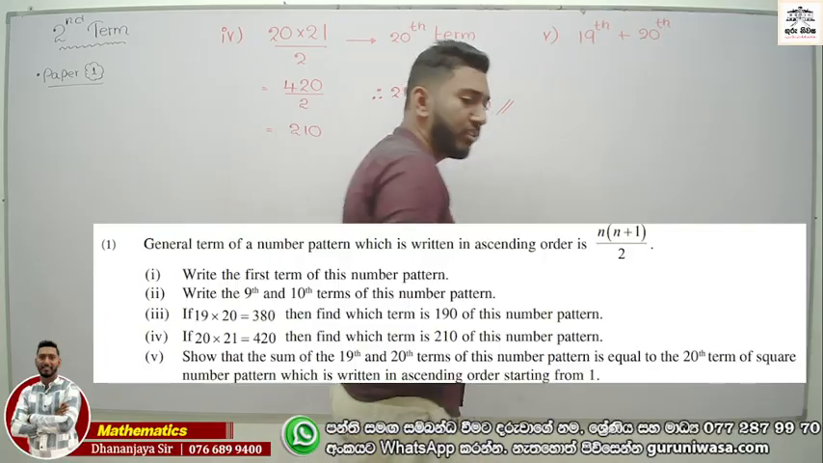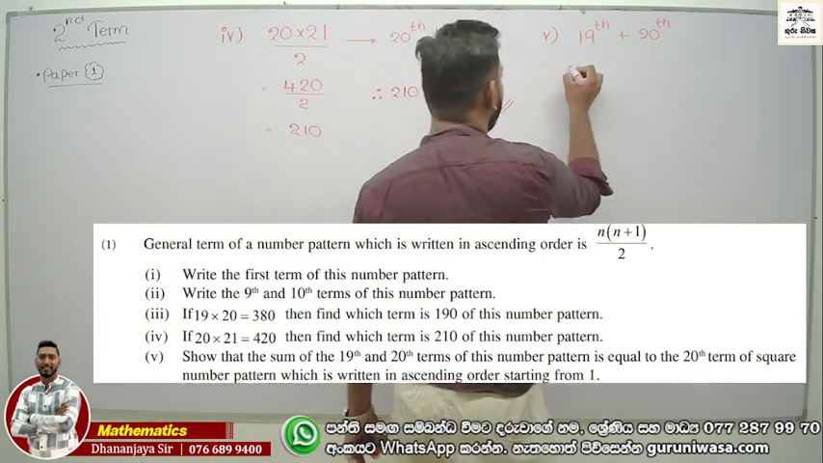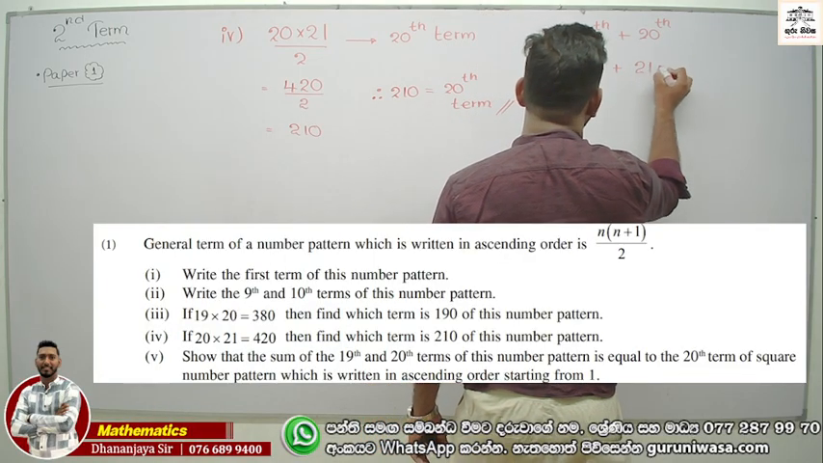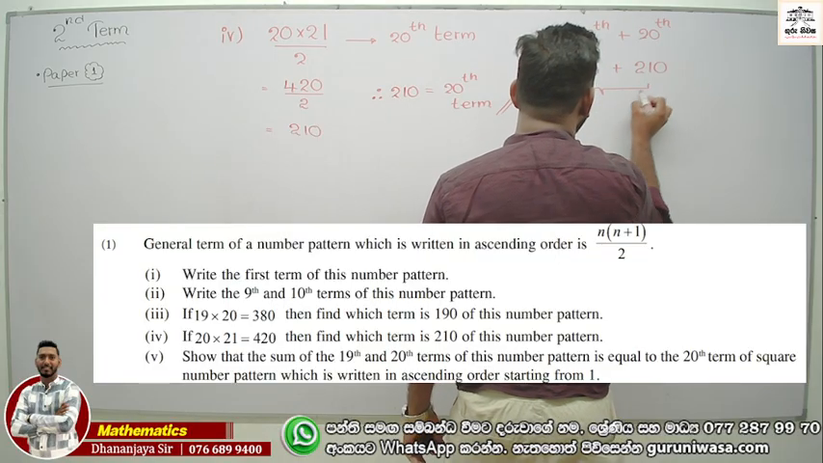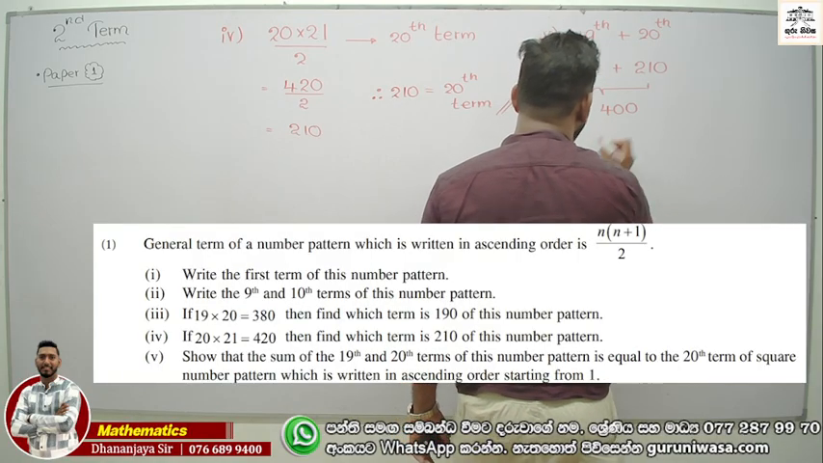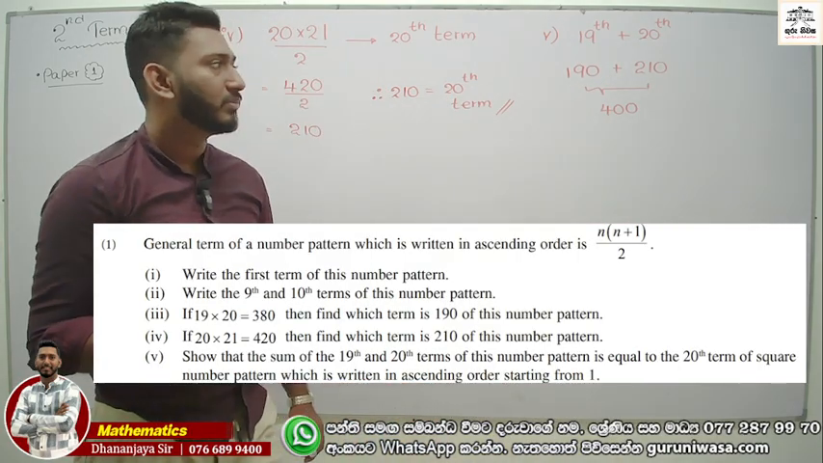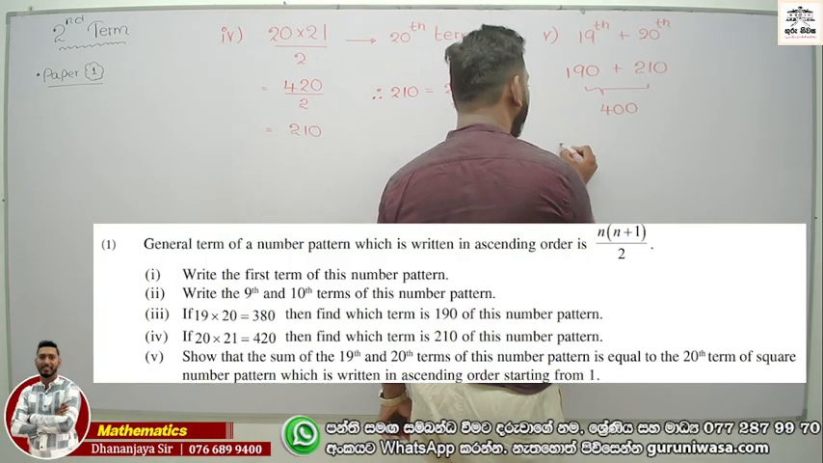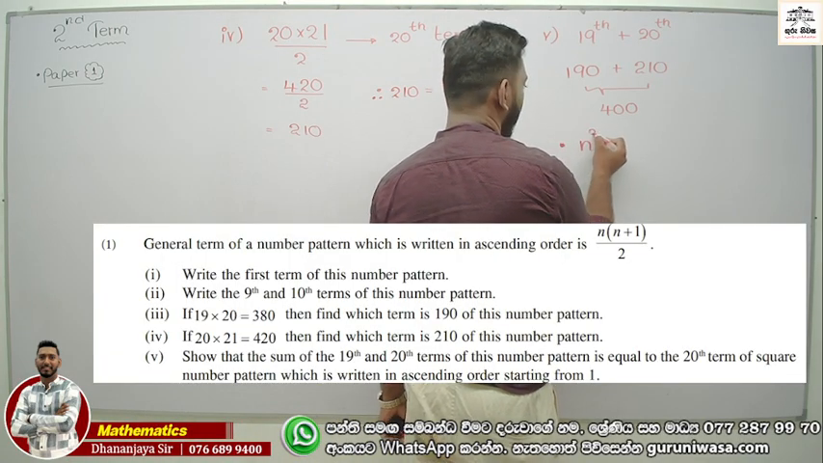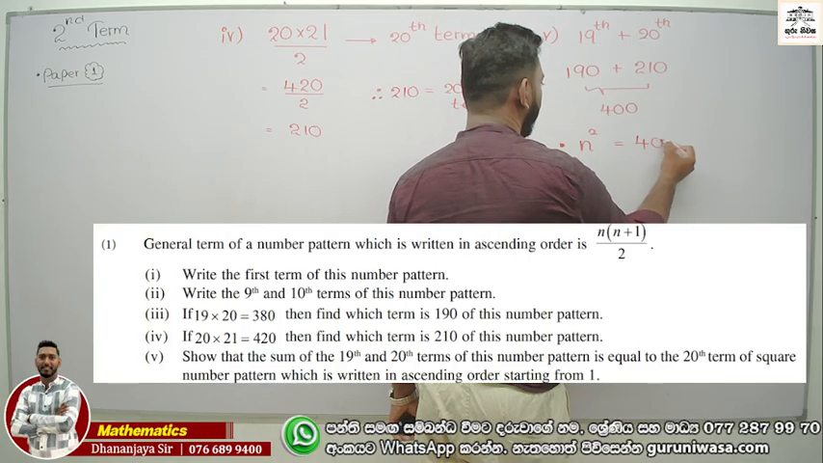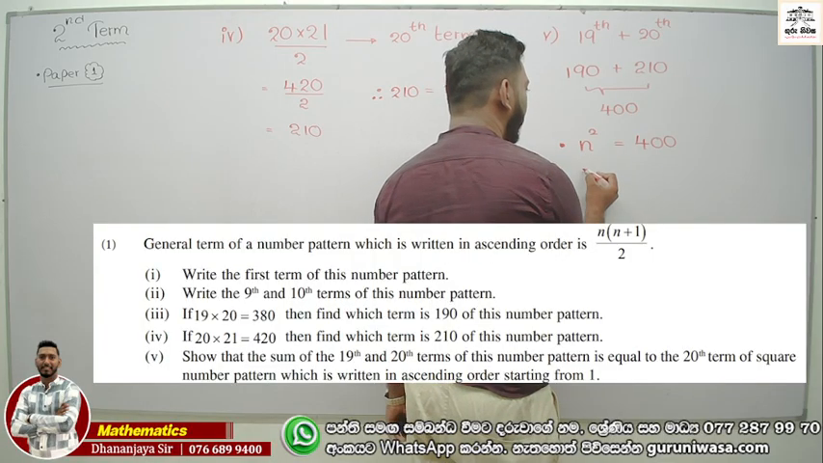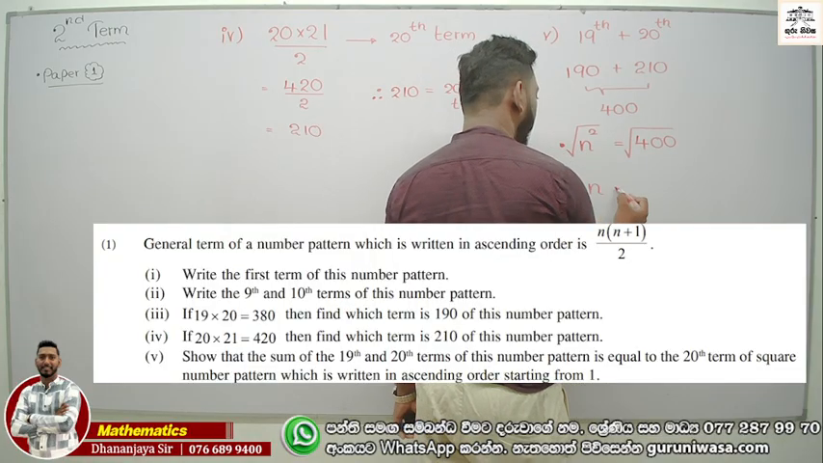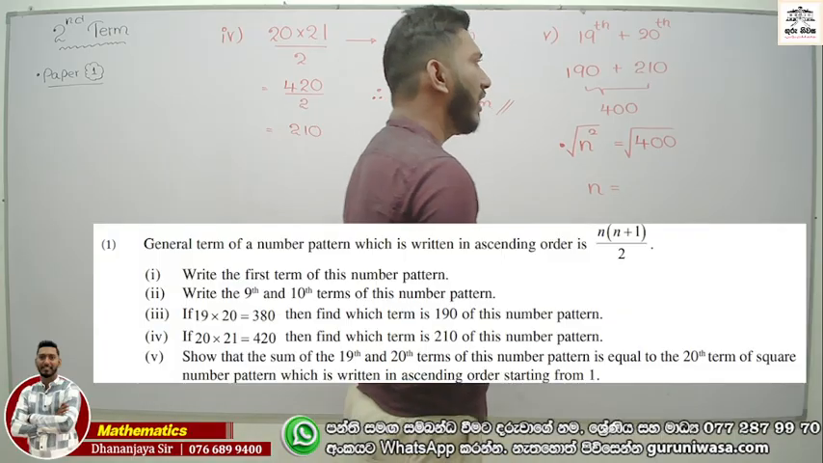Now we know the 19th term is equal to 190, and the 20th term is 210. The sum of these two numbers is 400, right? And now we know the general term of the square number pattern, the nth term, is n squared. Now n squared equals 400. Applying the square roots to both sides, n should be the square root of 400.